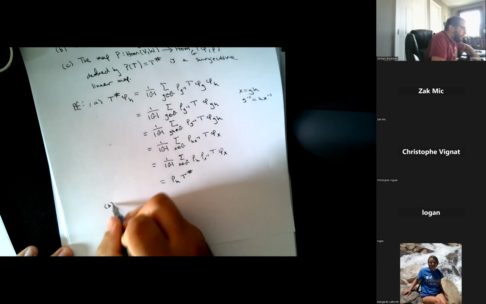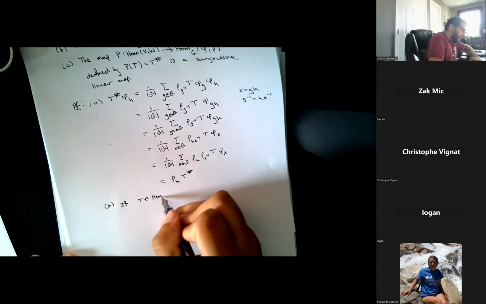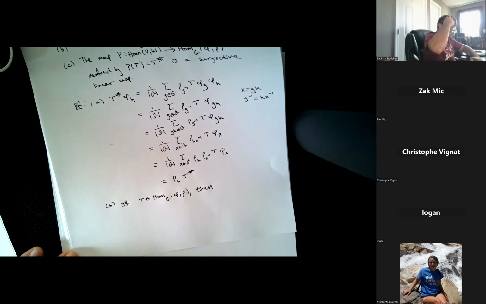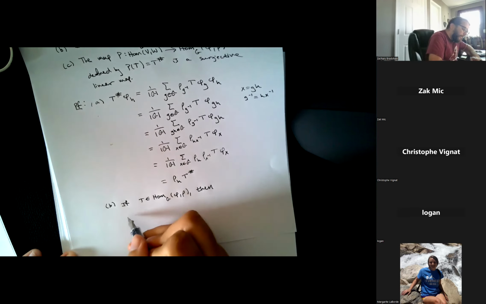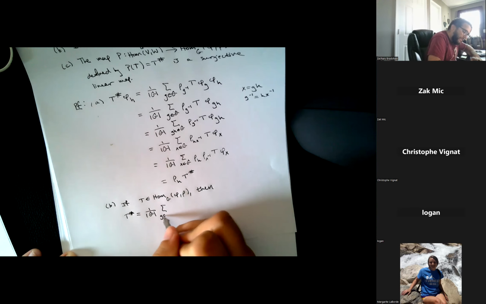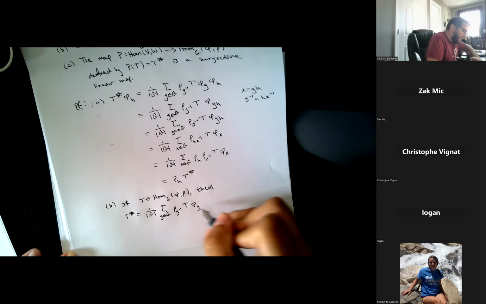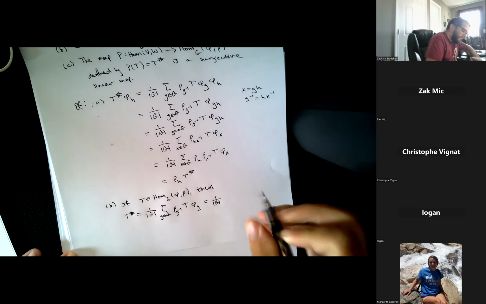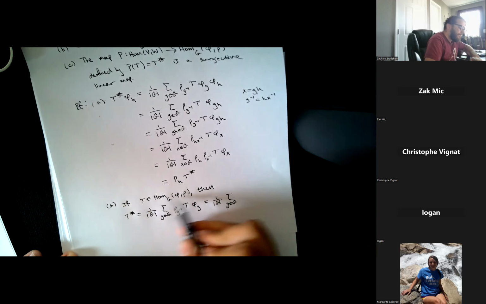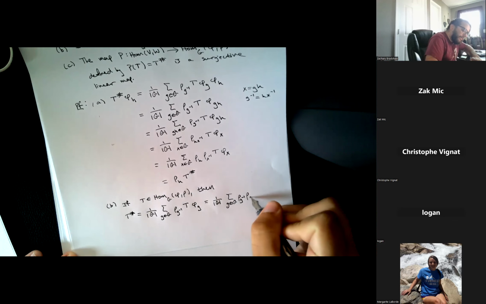Now for B, if T is in the Hom space, what we want to show is that T sharp is just equal to T. Well, T sharp, or the twirl, is equal to 1 over the order of G, sum over G in G of rho G inverse T phi G. And we're going to use this fact that T is in the Hom space to move the phi to the other side, but when we do that, it becomes a rho G. This is rho G inverse, rho G T.